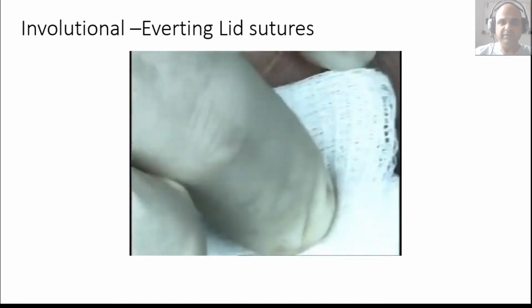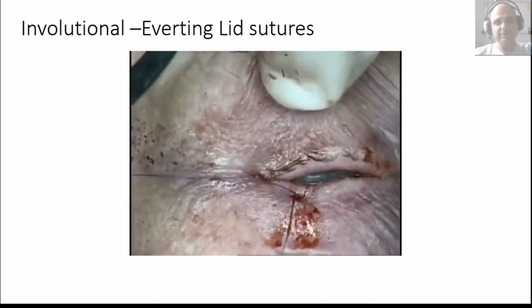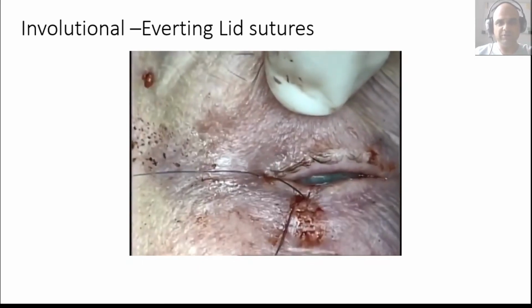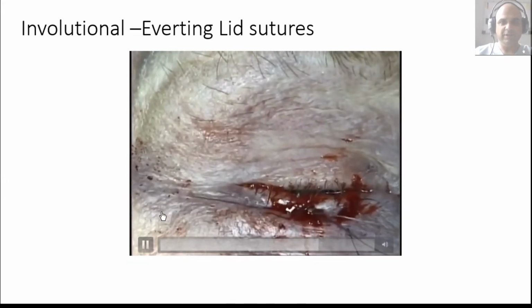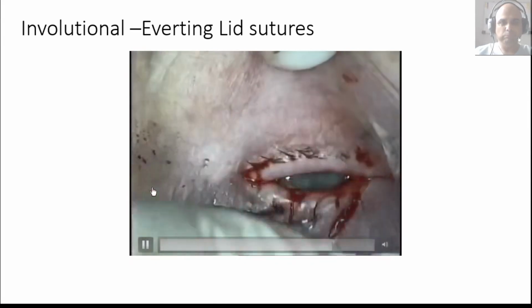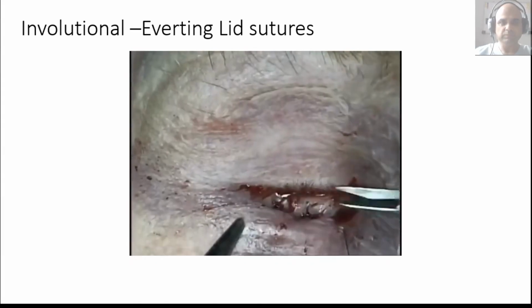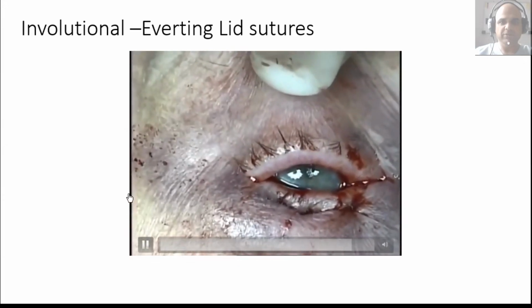And then we just tie up our suture here. We applied 3 equally spaced sutures so as to pull the lid margin outwards. It's pretty effective and relatively easy to do. Here we go. Inverting sutures, quickest procedure.